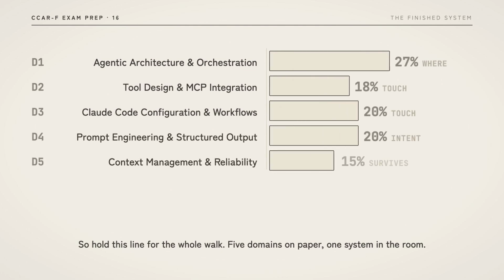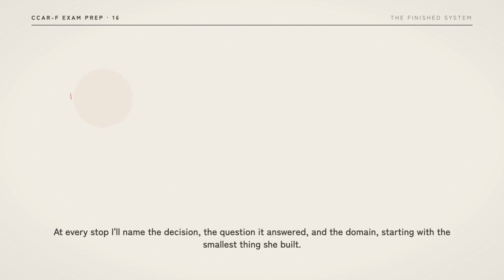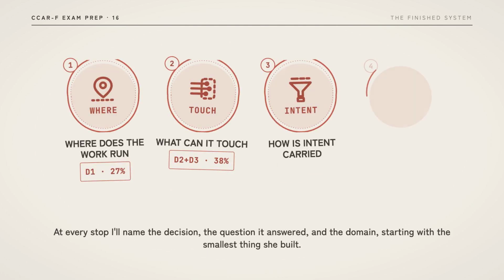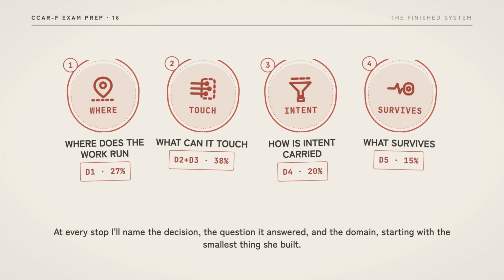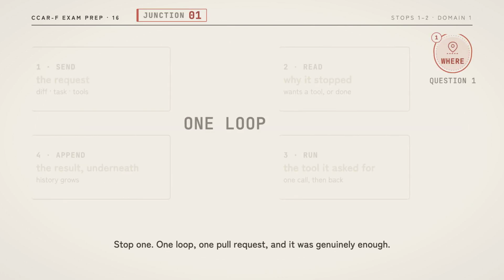So hold this line for the whole walk. 5 domains on paper, one system in the room. At every stop, I'll name the decision, the question it answered, and the domain, starting with the smallest thing she built. Stop 1. One loop, one pull request, and it was genuinely enough.